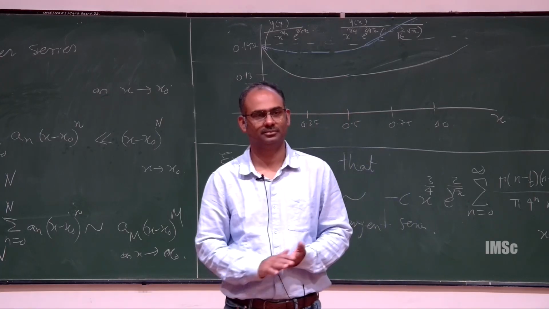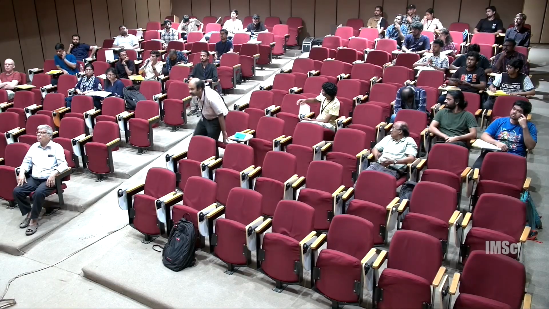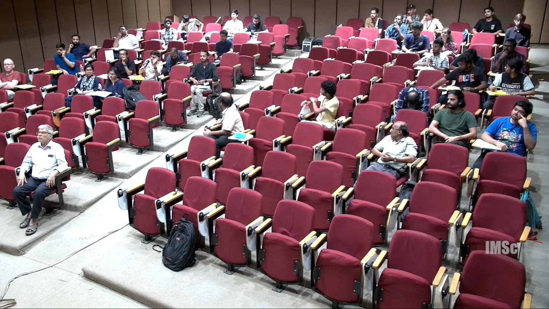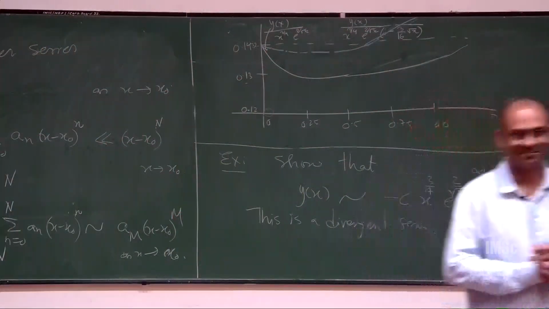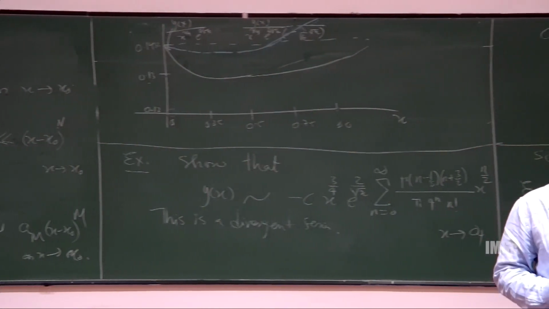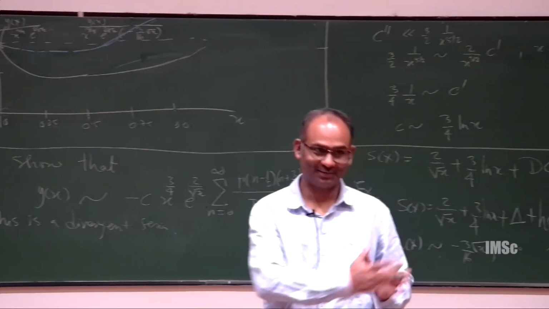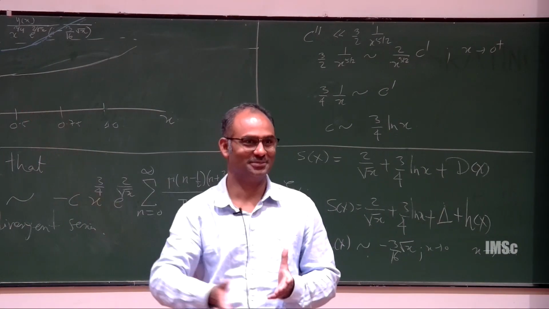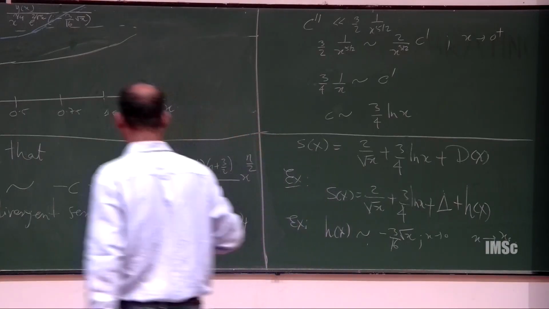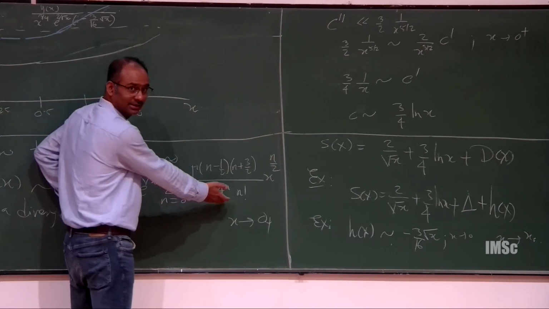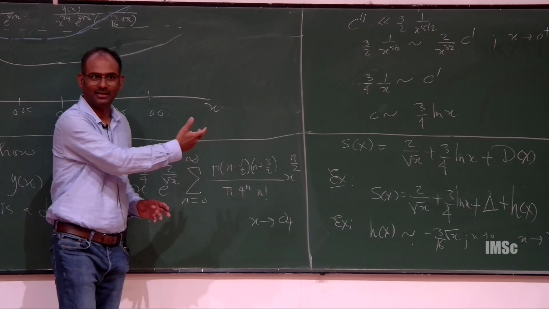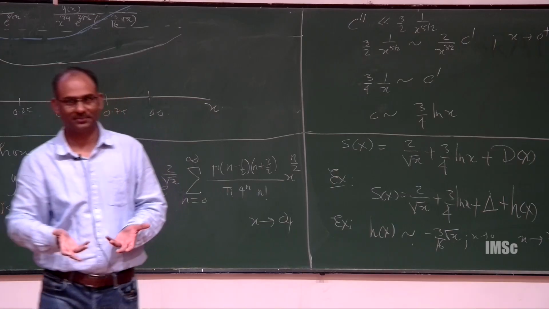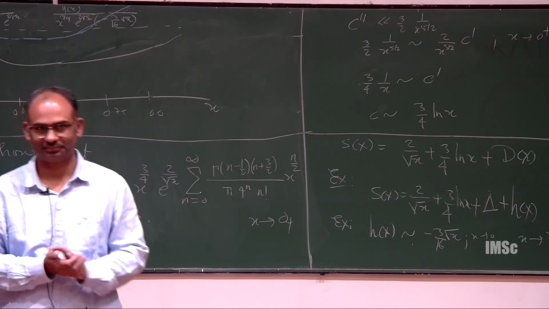I just want to ask, is there a way to find out the smallest term without knowing the y of x, like without knowing the function itself? Can you figure out which term to stop at? No, how would you know? Unless you have calculated all the terms, you wouldn't know. So here you can know, right? Here you know all the terms. So you just look at each term and see which one is the smallest. But unless you have all the terms, you don't know.